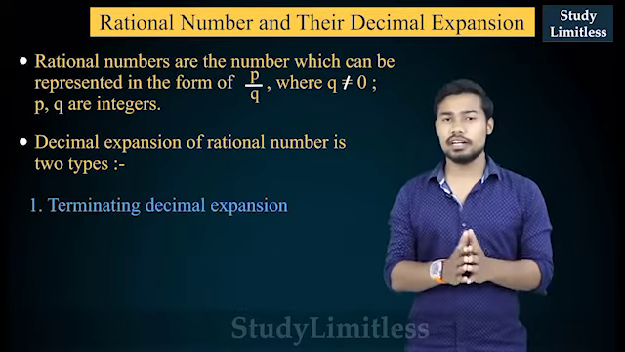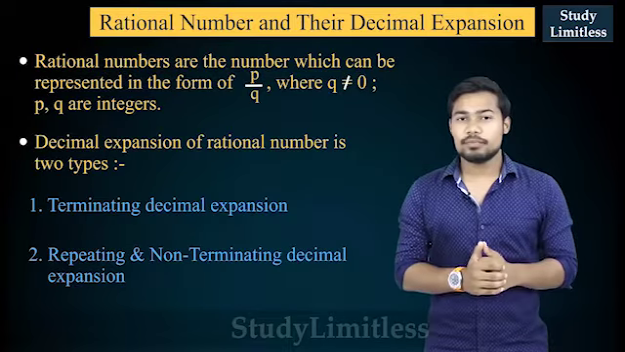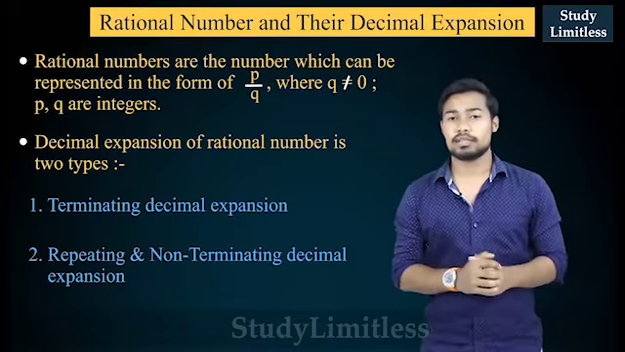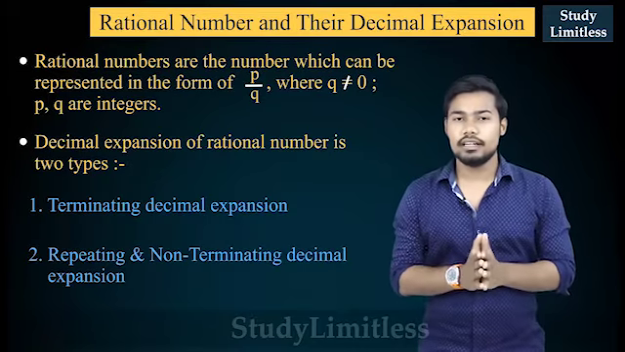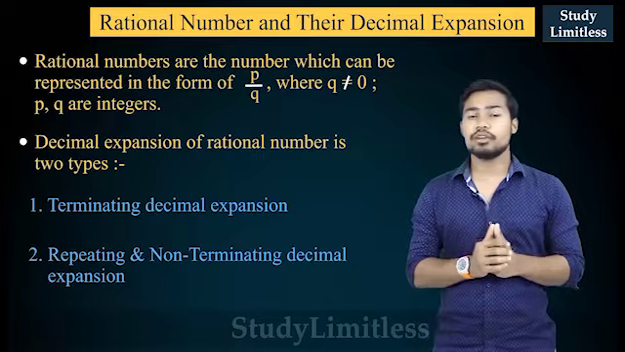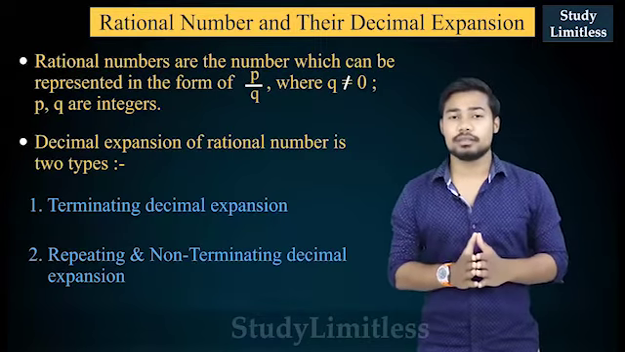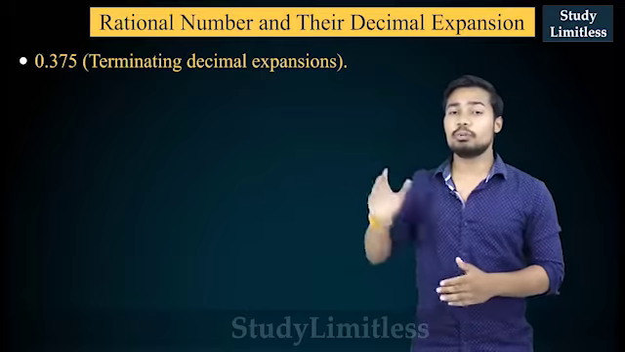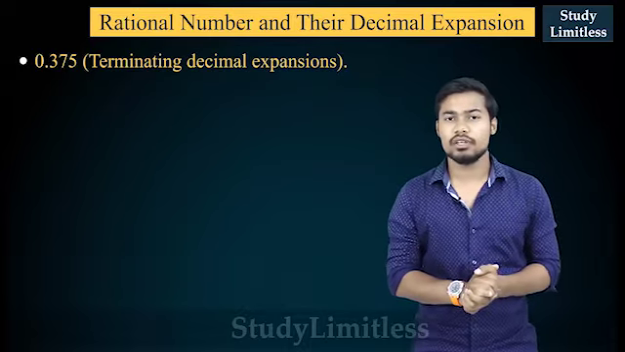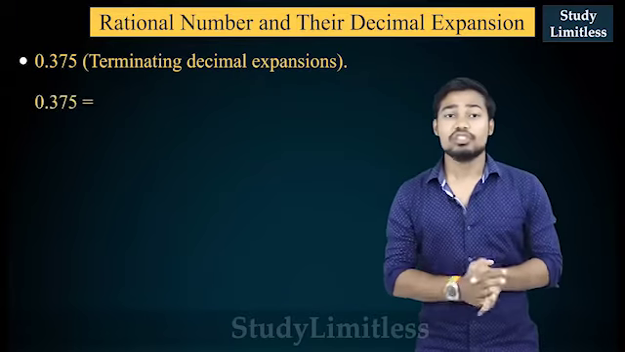First is terminating decimal expansion. The second is repeating and non-terminating decimal expansion. But how will we find that the rational number is terminating or has non-terminating and recurring decimal expansion? So here we have the number 0.375. 0.375 has a terminating decimal expansion.